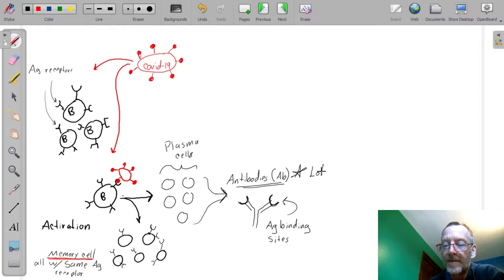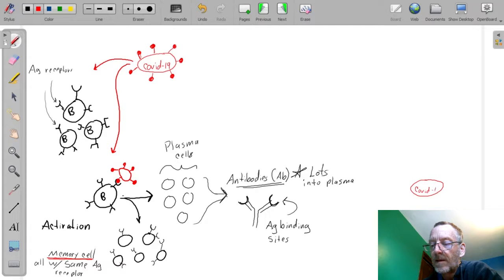So what happens is that now you are producing tremendous numbers of these antibodies, lots and lots of them. And they go into the blood, into the plasma. And they circulate in the plasma, in the blood, and whenever they find COVID-19, COVID-19 is making you sick, and COVID-19 has these little antigen proteins, part of the virus.